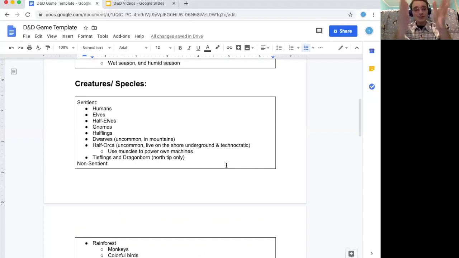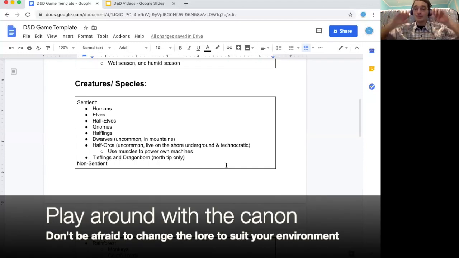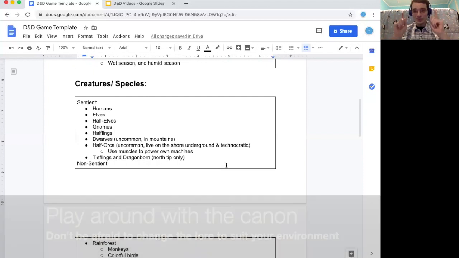In the sense of this world, humans, elves, half-elves, gnomes, and halflings are fairly common species. They interact and live in that sort of plains area. The dwarves are pretty uncommon down in the plains, since they tend to live up in the mountains. And I can't remember if I actually wrote this down, but basically, there are 7 main peaks, and each dwarf has their own peak, and they are astrologers. So they're very connected both to the ground and to the stars.